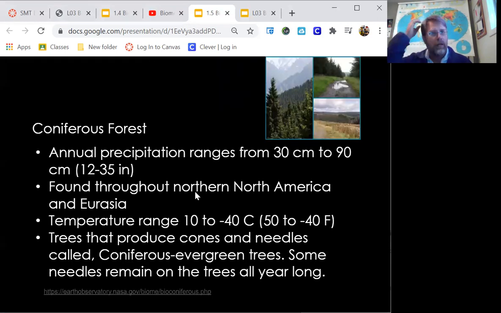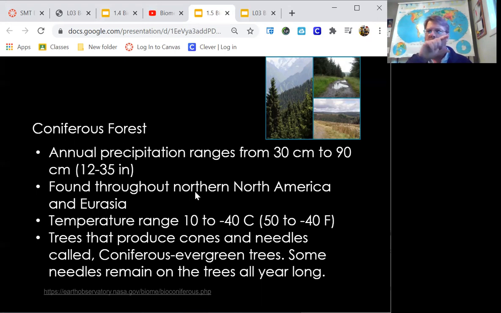Moving a little bit farther south, a little bit warmer, we have coniferous forests. This has an annual precipitation range from 30 centimeters to 90 centimeters, or 12 to 35 inches. It's found throughout the northern parts of North America and northern Eurasia. The temperature ranges from positive 10 degrees Celsius to negative 40 Celsius, and from positive 50 to negative 40 Fahrenheit.